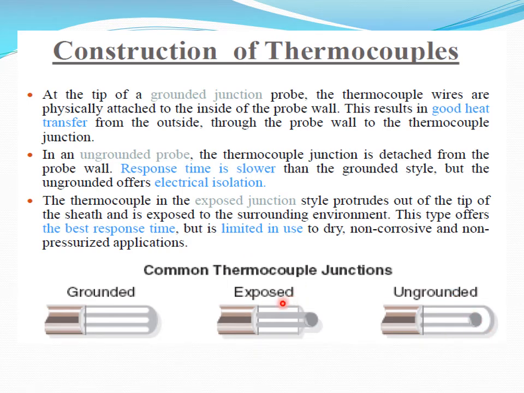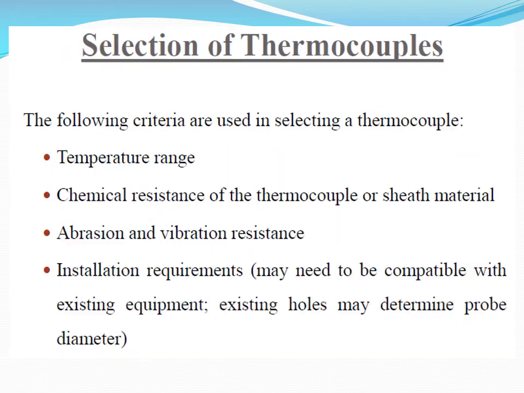There is a third type, the exposed type. You directly take the junction to the outside. This is called the exposed type. It has limited use because we can use it only in a dry or non-corrosive environment. So these are the common types of thermocouple junctions that are used.